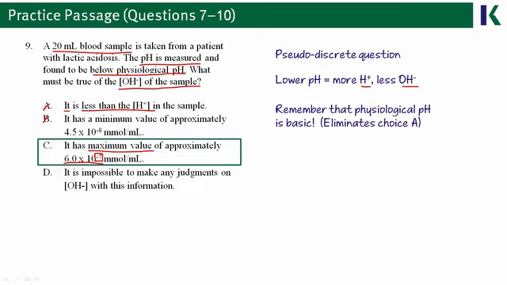Choice B is wrong because it does the opposite of choice C. We already said choice C is correct because it puts an upper bound, but choice B puts a lower bound, a minimum value, which is implying that OH could actually be really high, which is the opposite of what the question stem says. And then choice D is wrong because, well, it's not impossible to make any judgments. We've just made a judgment. We know that hydroxide concentration has to be less than at normal physiological levels. That's why choice D is wrong.